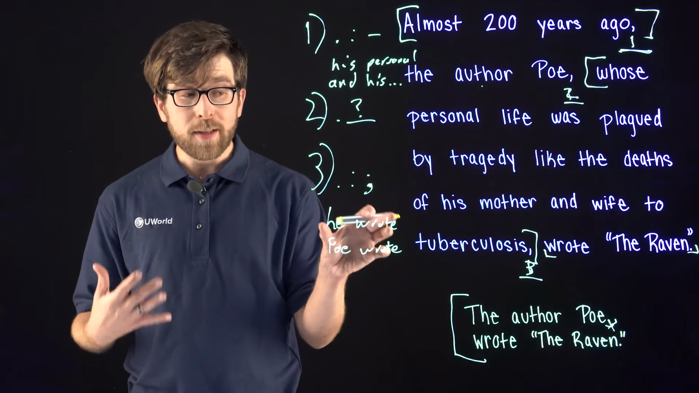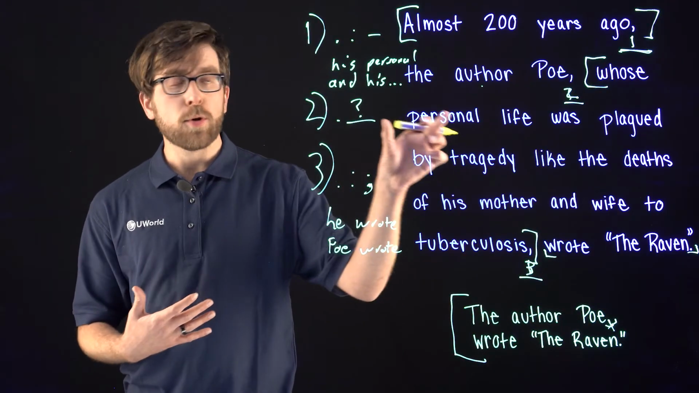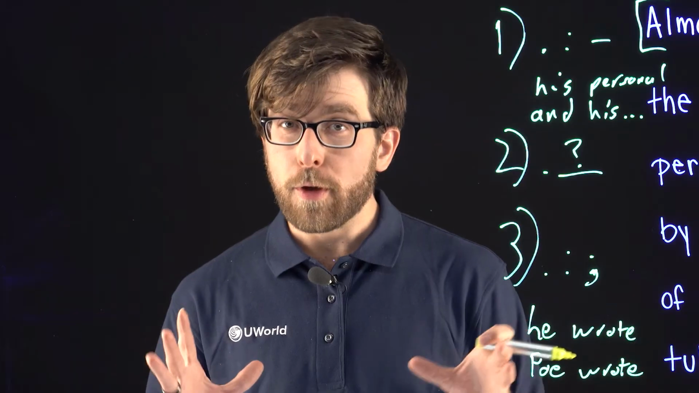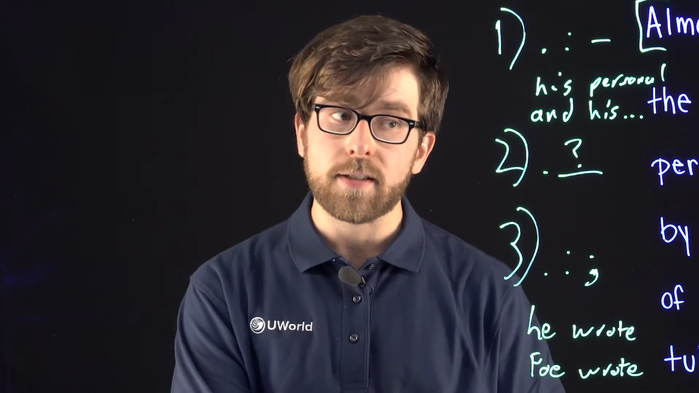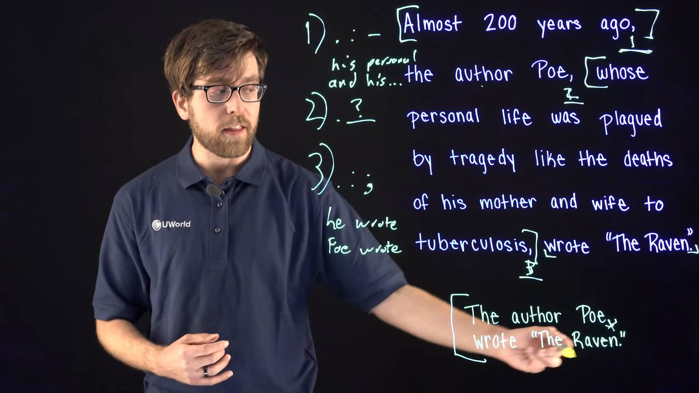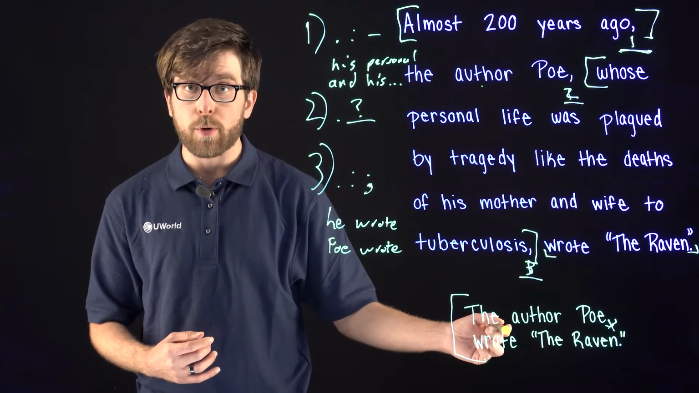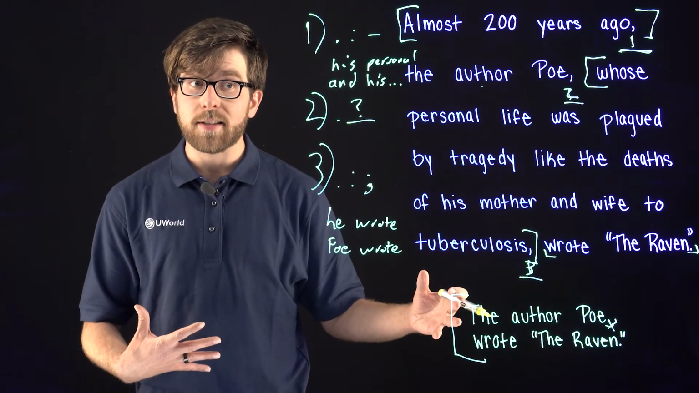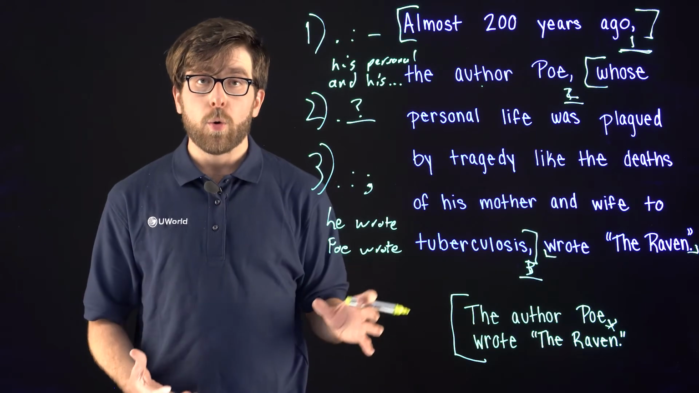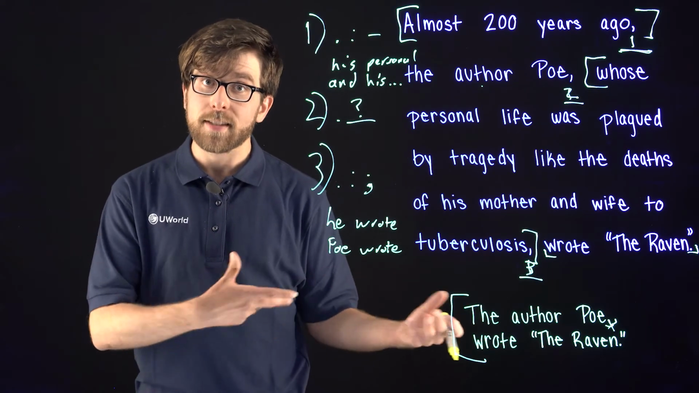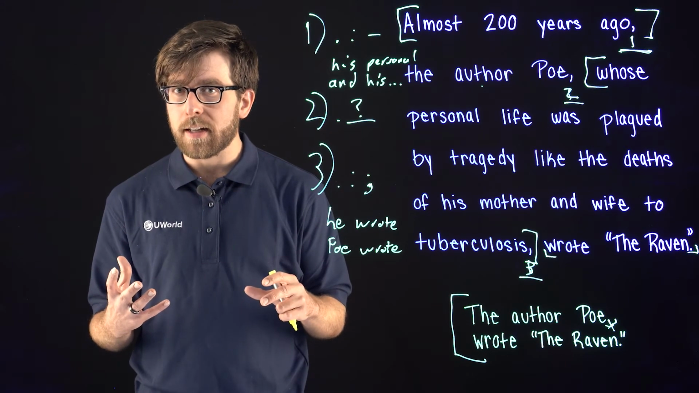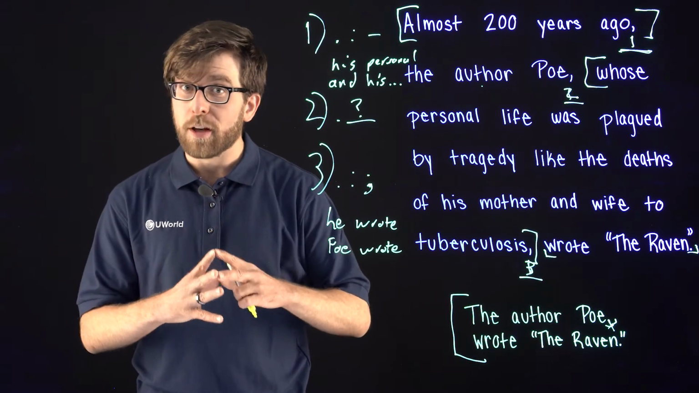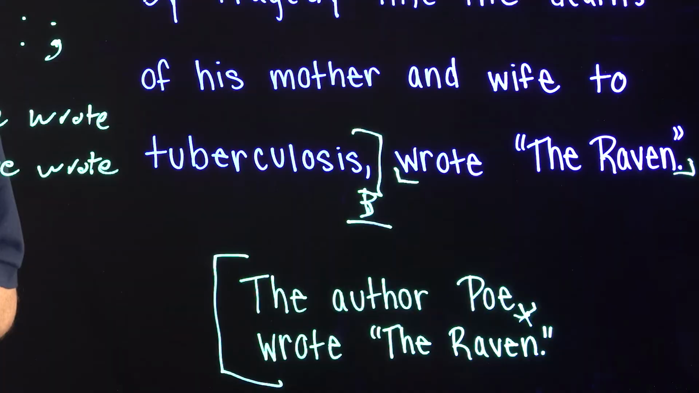So for example, if we said he wrote the raven or his personal life was plagued by tragedy, those clauses on their own make sense, but they don't make sense in the middle of a sentence. So since we've already identified that the main sentence is saying the author Poe wrote the raven, we couldn't stop that and say the author Poe he wrote the raven, or the author Poe his personal life is something wrote the raven. You can have two independent clauses in a sentence, but one needs to come after the other one is over, not in the middle of it.